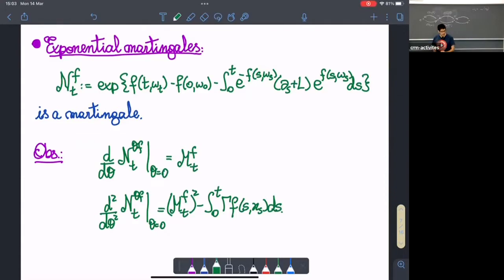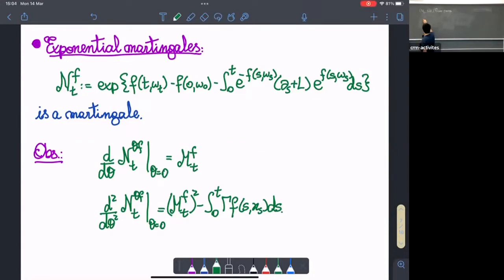Okay, and you may or may not have seen that before. So let me quickly write something here on the blackboard. If you take a Poisson process, this is just the usual Poisson process with rate one, nothing fancy. And then one can construct exponential martingales out of it.